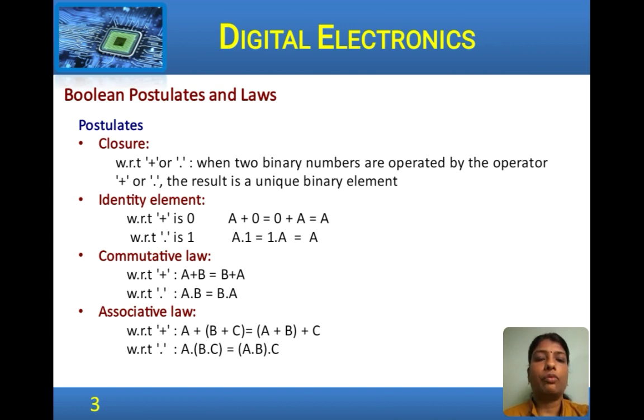Next, the commutative law. A or b is equal to b or a. And similarly, a and b is equal to b and a. Associative law. A or b or c, where the parenthesis is around b and c. If the parenthesis is shifted to a and b, it yields the same result. And similarly for a dot b dot c, if the parenthesis is shifted, they are equal. So that is the associative law.